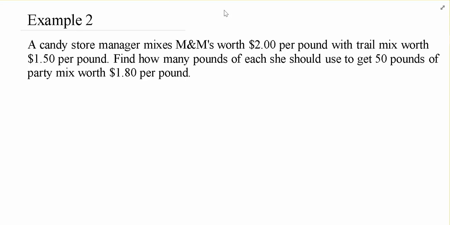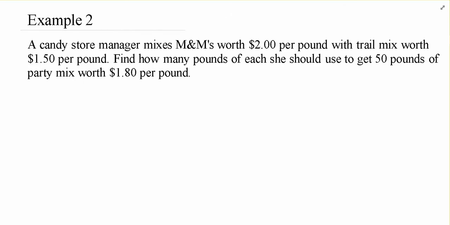So in this particular case, we've got a candy store, and we've got these M&Ms that are worth $2 a pound. We've got some trail mix worth $1.50 a pound, and we're going to mix them together, stir them all up, and call this stuff party mix. And we're going to charge $1.80 per pound. So in this case, we're being asked how many pounds of the M&Ms and trail mix should I be mixing together so that the correct amount to charge for the 50 pounds is $1.80 per pound.